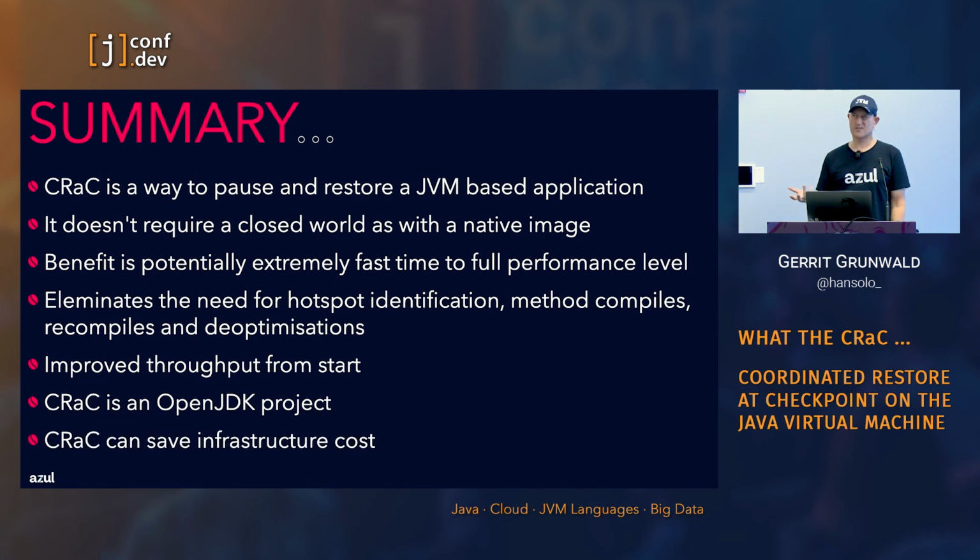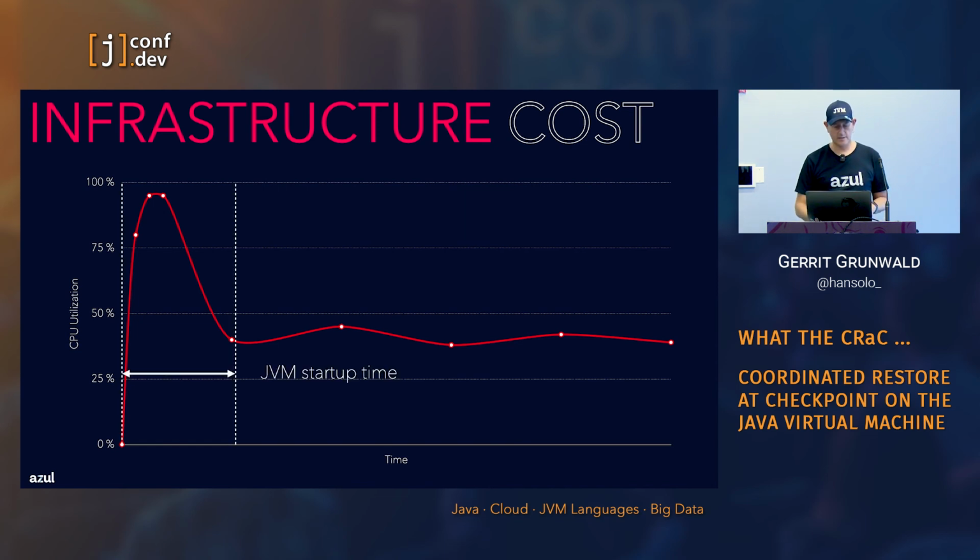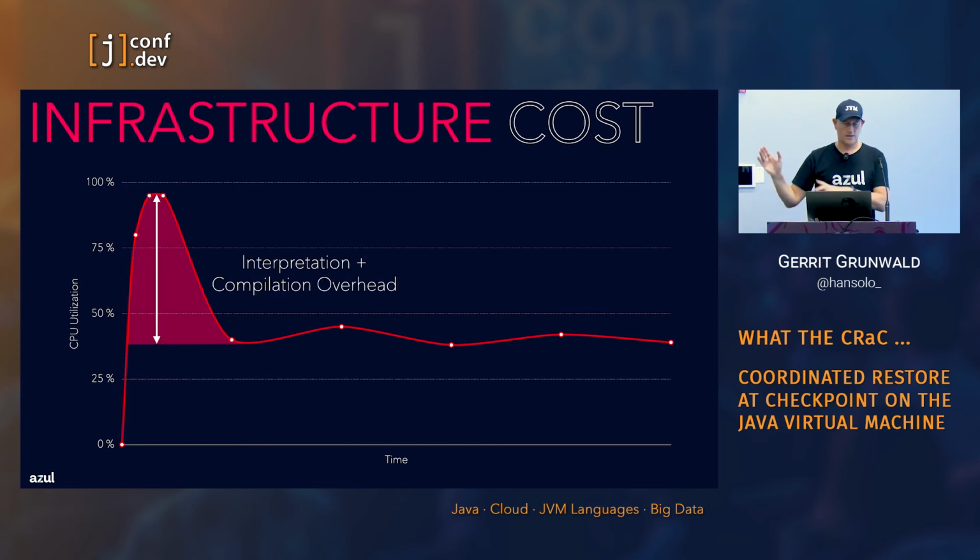So you might ask yourself, okay, I get it that it's fast. How can that save money? Well, if you run in the cloud, you have some microservices and you scale it up in the cluster, usually this is what you see. If this is the CPU utilization on the y-axis and time on the x, then first you see this high peak of more than 100% here. And this is mainly because this is the JVM startup. At the same time, your application's already running. And that means we have interpretation and compilation overhead in the beginning.